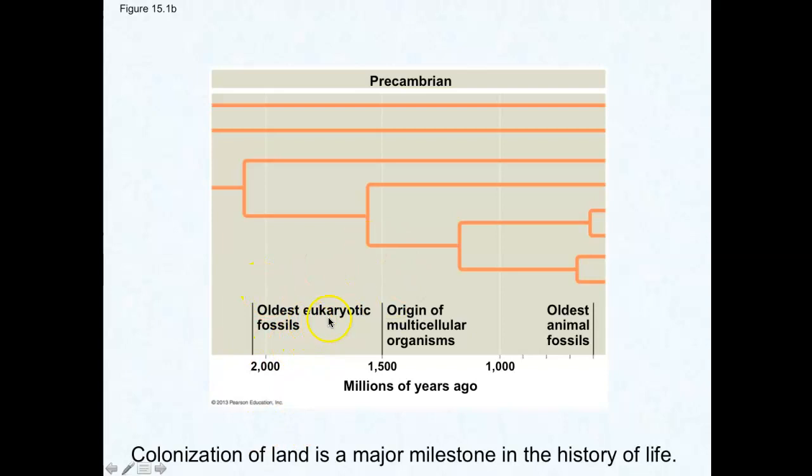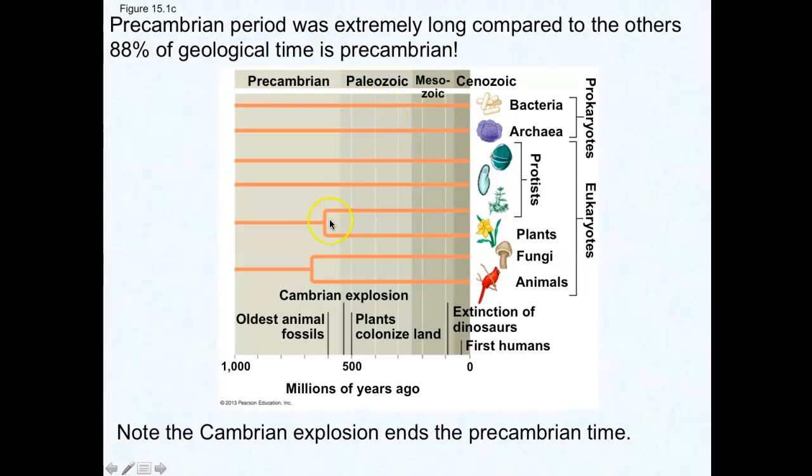Then after our single-celled eukaryotic organisms arose, we find multicellular organisms. And that should make some sense to you, right? Single cells and then more complicated organisms, multicellular organisms. And then once we have multicellular organisms, we're going to start to form more complex living things. So we move on to the oldest animal fossils. And so the oldest, very primitive first animals that we have are still formed in the Precambrian period here.